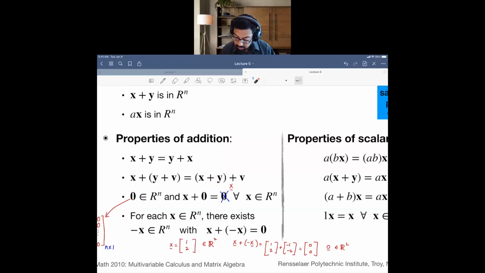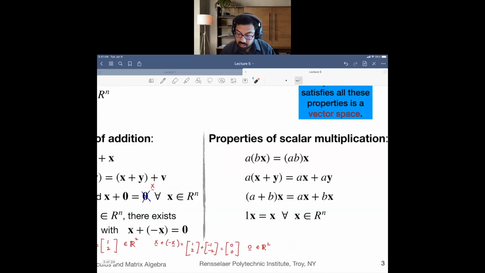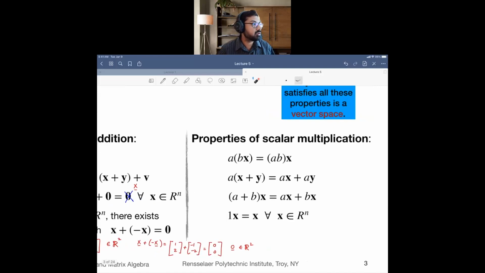Next, properties of scalar multiplication. Let me just quickly pull up the chat box because I've not been monitoring that. So let's see that. Give me 1 second. Where is my participant list? Right here.